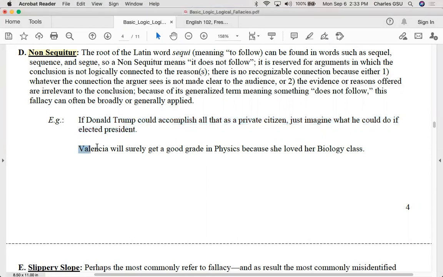Likewise, Valencia will surely get a good grade in physics because she loved her biology class. That doesn't follow, non sequitur, because the only commonality between the two is that physics and biology are in the realm of science, right? They have very different kinds of labs, and those of you who've taken physics know that there's a lot more mathematics involved in physics for sure.